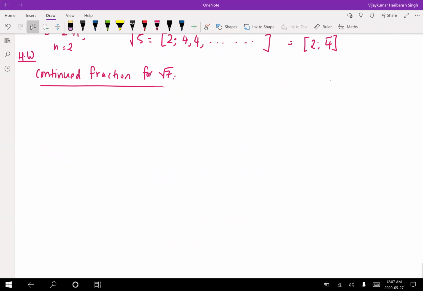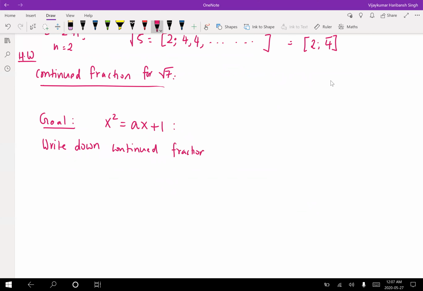So we have a goal now. You have x squared equals ax plus 1. Write down the continued fraction for x. Now note that this is a quadratic equation, right? So it will have two roots. Here we are talking about x as the positive root. It can be shown that it's going to be a positive root.